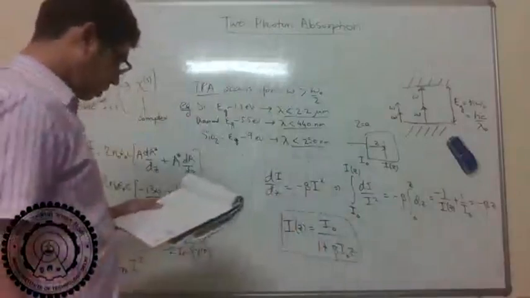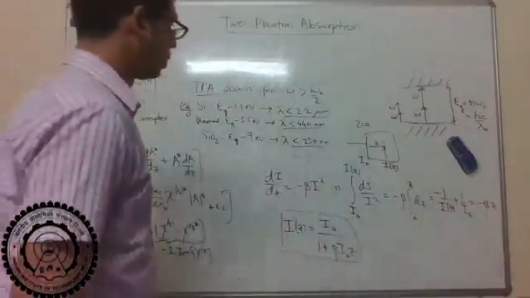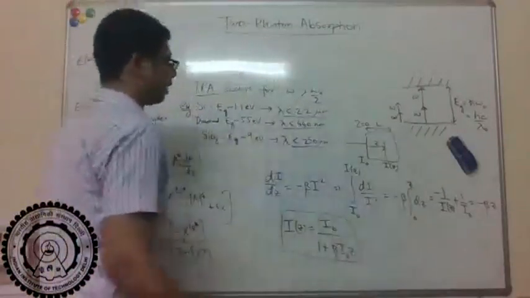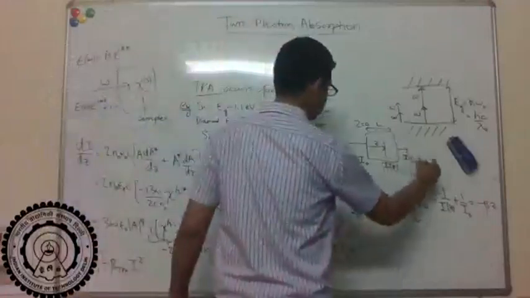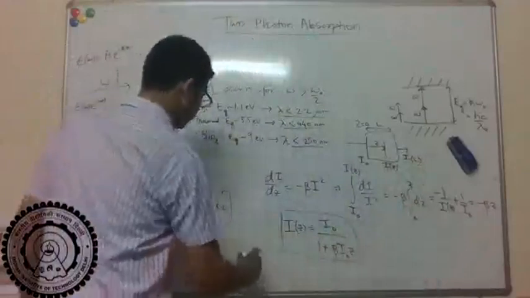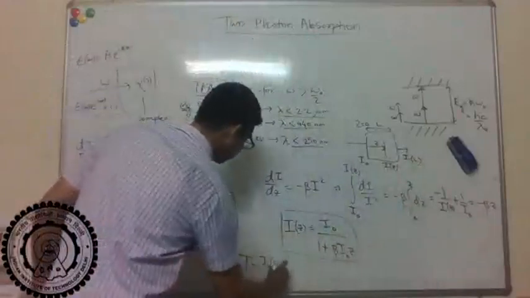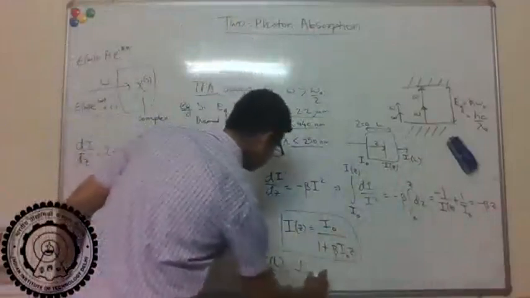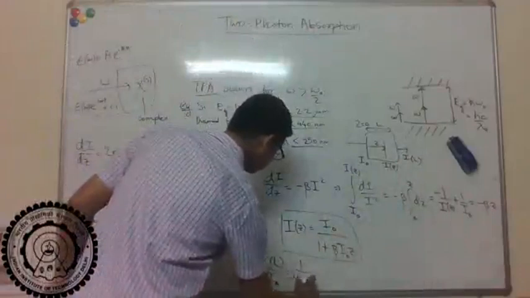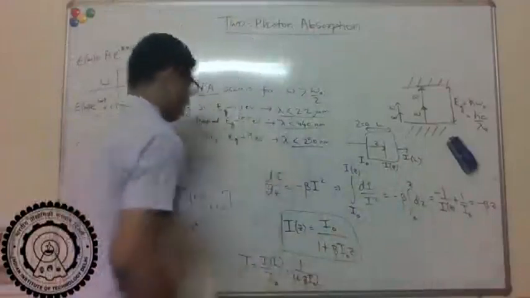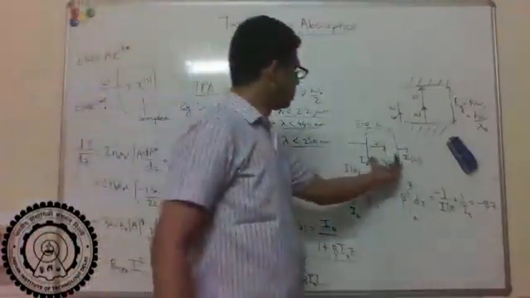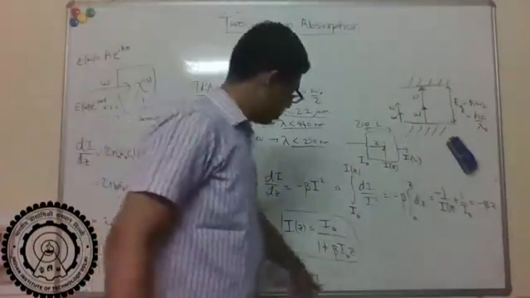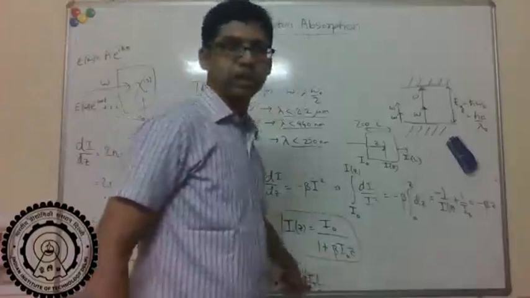So if I have some medium of length L, then the output intensity is I of L. If I define some transmission coefficient as I of L by I naught, the input intensity, that's 1 over 1 plus beta I naught L, right? So the transmission through some nonlinear medium depends on the length of the medium and also the input intensity.